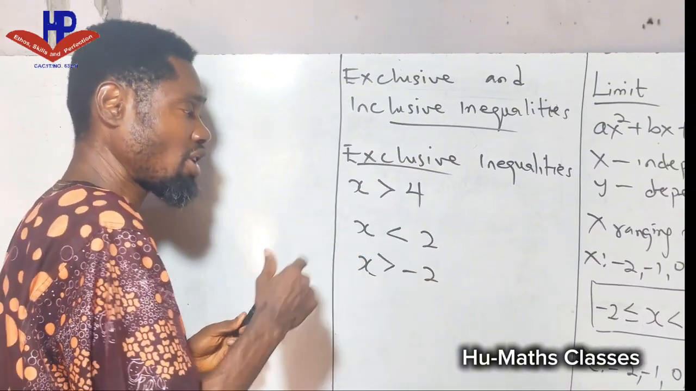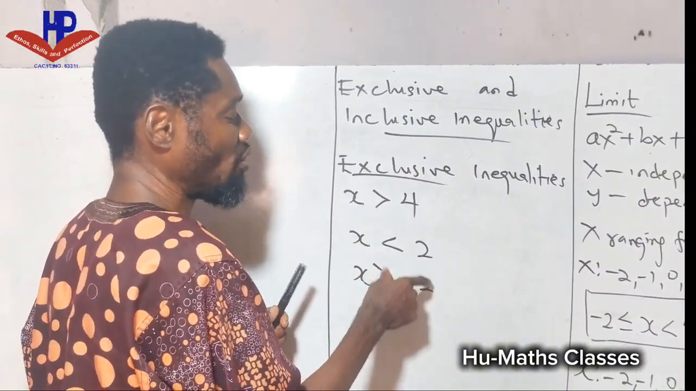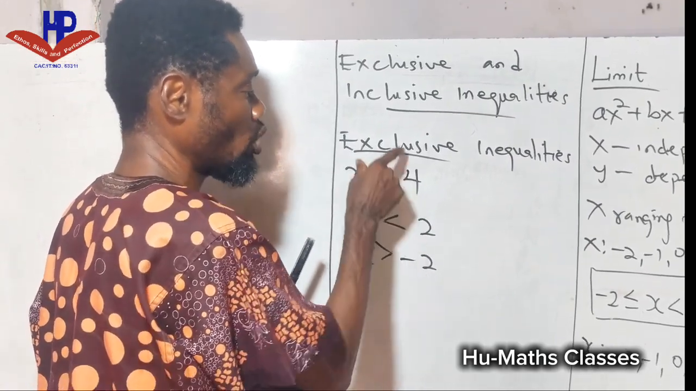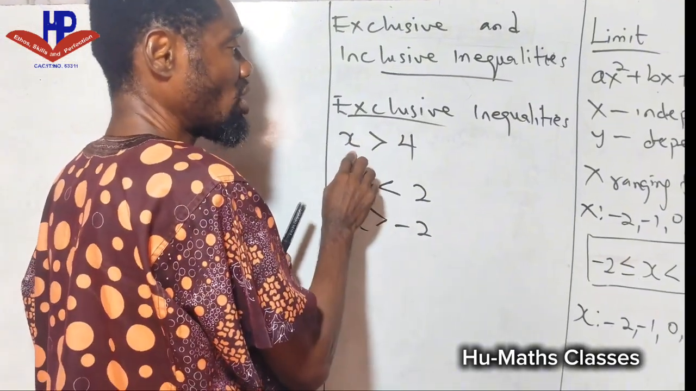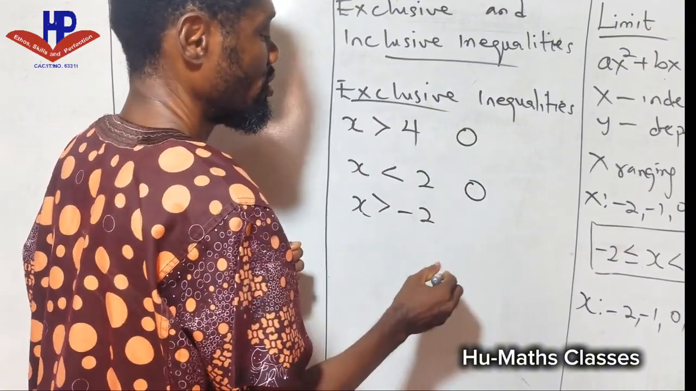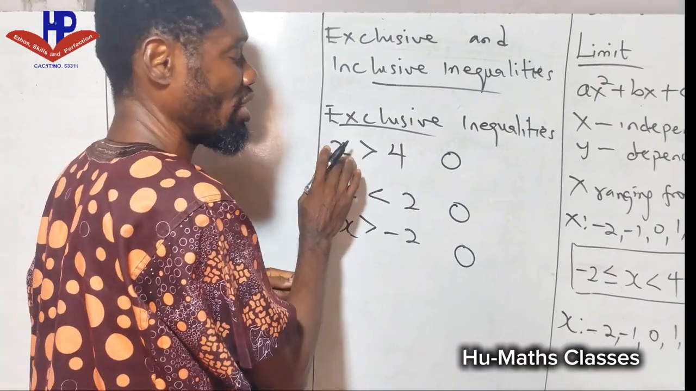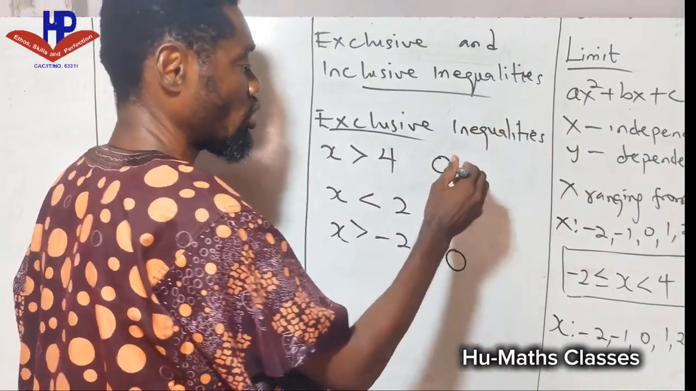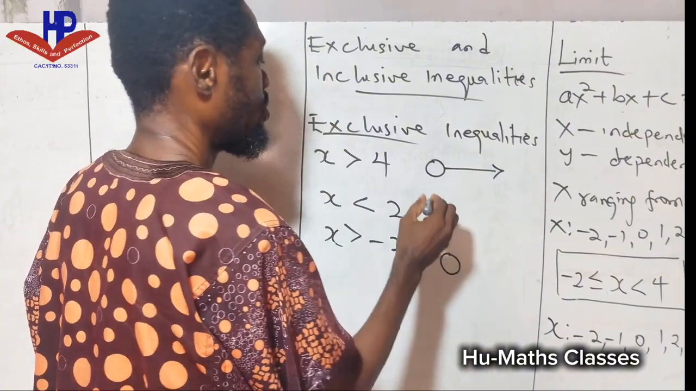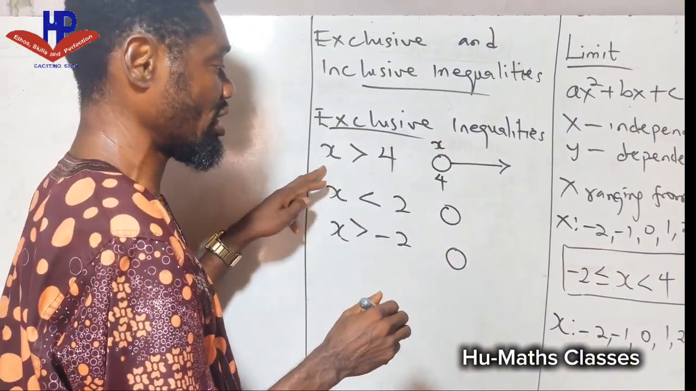So quickly, let me just help you understand something. Still in inequality graphs, you may be asked to draw the line graph of these different functions for exclusive inequalities. It's simple. Exclusive inequality has an open circle, open circle, open circle. So for the first one, since it's greater than, the arrow will be going forward. So the arrow goes this way. You write your 4 here and write your x. That is the line graph of this inequality.